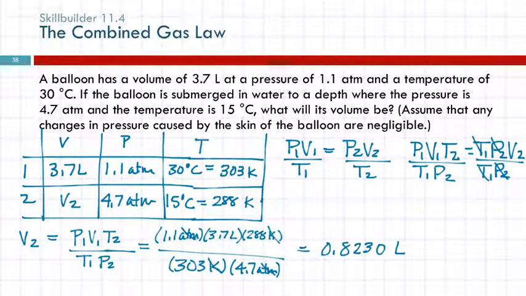So my volume is 2 sig figs, the pressures are 2 sig figs, so this is going to have two significant figures. And so I've got 0.82 liters. Anybody else get that number?